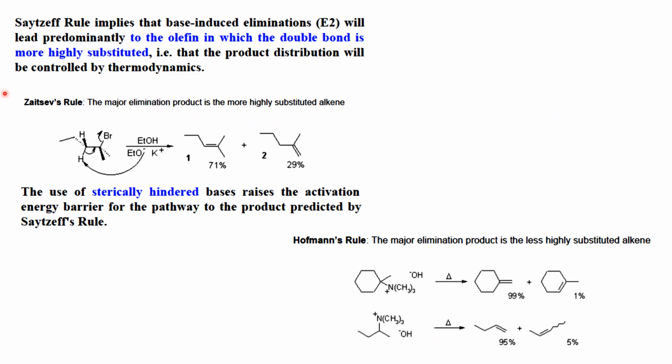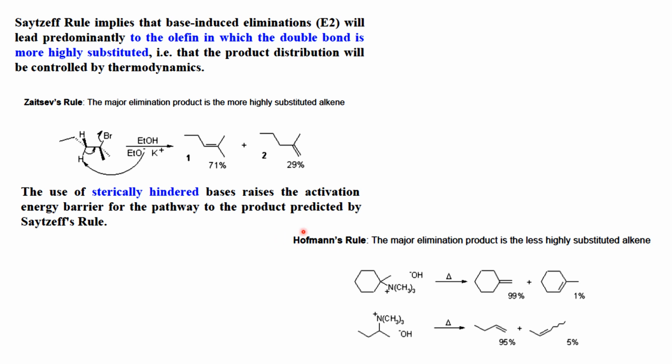Now we'll just have an idea regarding the two rules in elimination reactions, which are the Zaitsev rule and the Hofmann rule. Zaitsev rule, I think you might have heard about it in lower classes. The Zaitsev rule states that elimination will lead to the more highly substituted olefin. In this case, you can see that there are two olefins being formed. This is the more substituted one, and that is formed as the major product.